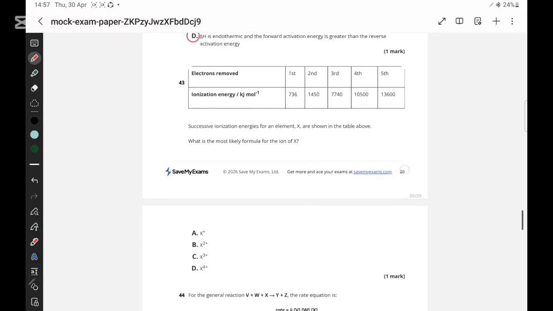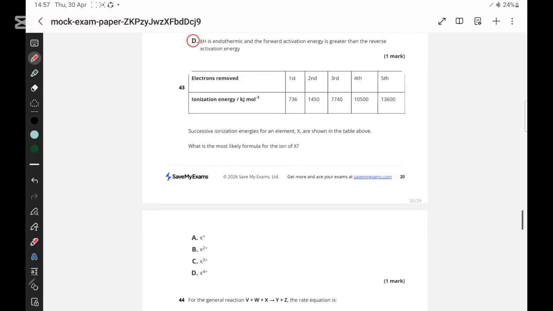For the next question, if you see the ionization energies here, then you can see that after the second ionization energy, there is a sharp increase. Because of the sharp increase, you can see that this atom, which is X, needs to have two electrons in its outermost shell. So it has two electrons in its outermost shell, but it is going to lose these two electrons, so it becomes a cation.